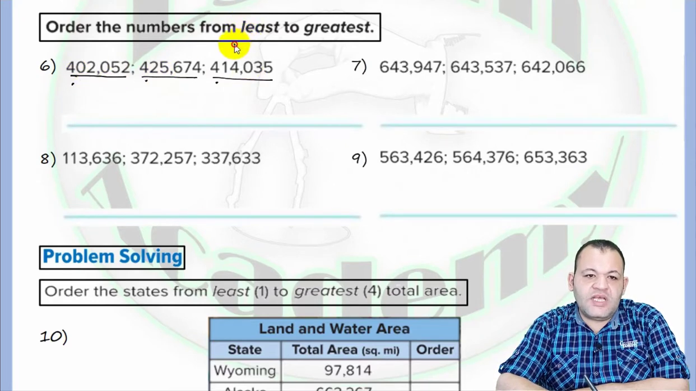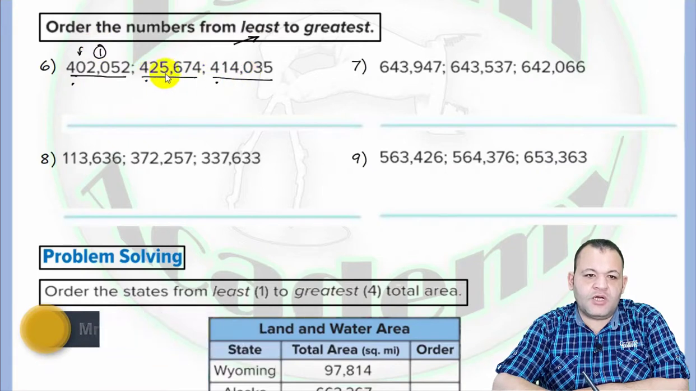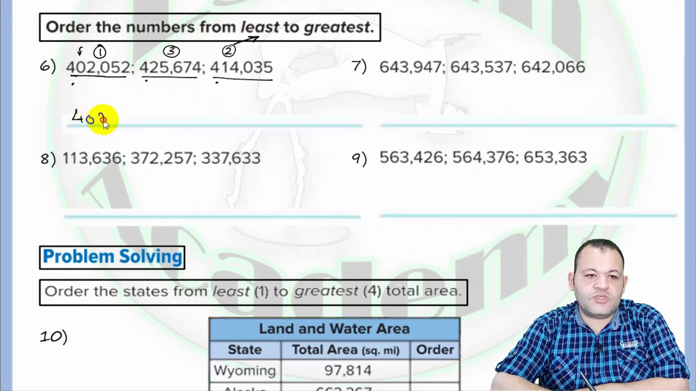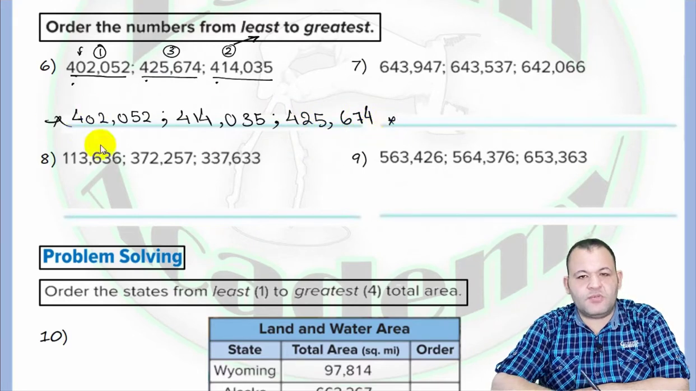We need to start from the least number. So the smallest that we have is 0. So that would be the first number. After that, we have 2 and 1. They are different. So the smaller is 1 and the greatest will be 2. So to arrange the numbers from the least to the greatest, it will be 402,052. The next number would be 414,035. And the greatest number, or the last number, will be 425,674. In the same way, we can solve question number 7.